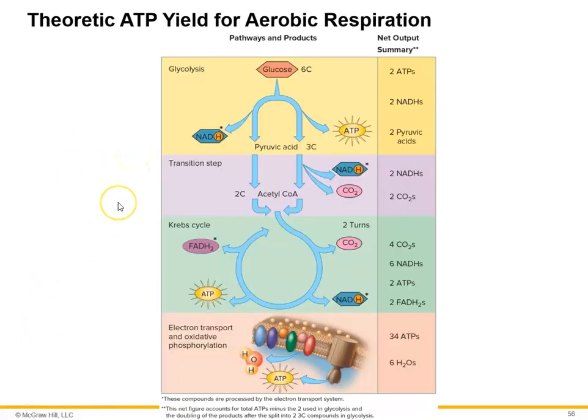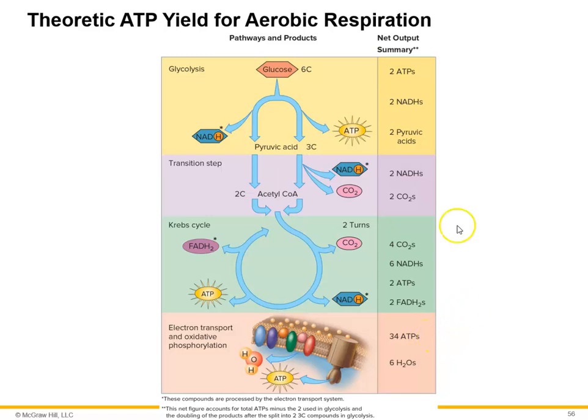All right, this is showing the theoretical yield of ATP during each step of aerobic respiration. So you can see here during glycolysis, only 2 ATPs are made, or the net output is 2 ATPs. Compare that to oxidative phosphorylation, you've got 34 ATPs.